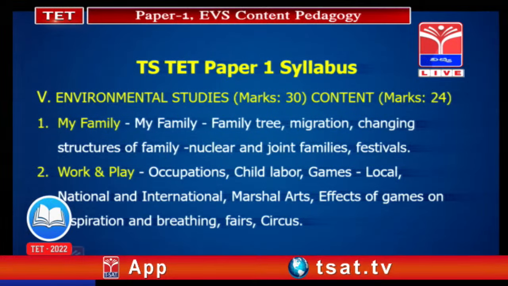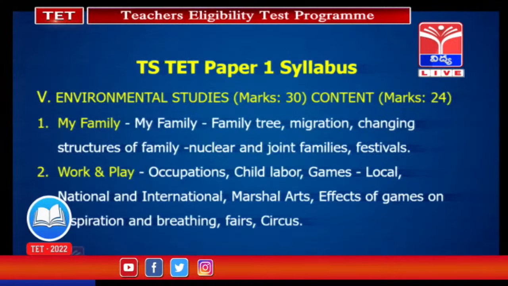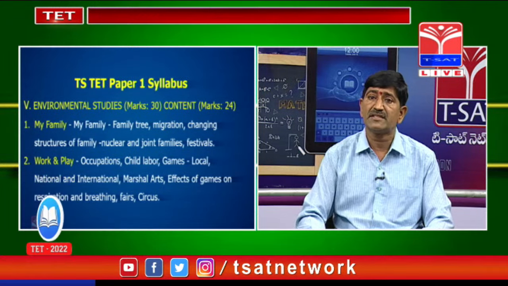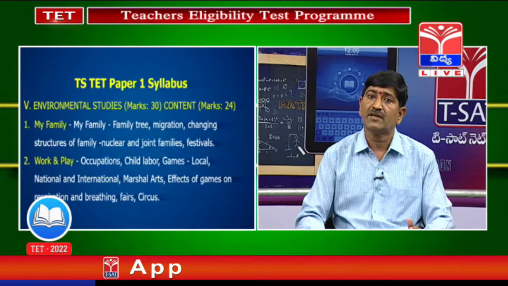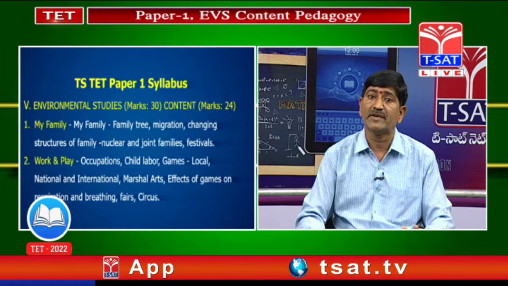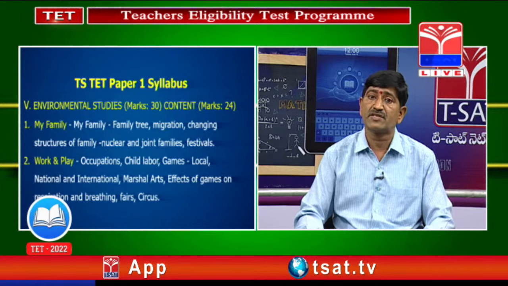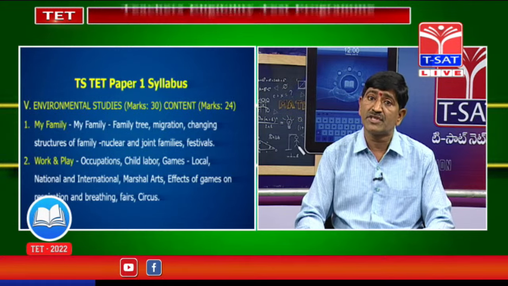This chapter is introduced in fourth class, with nuclear and joint families, and festivals. These are in fifth class here. For example, nuclear family means father, mother, children; that is called a nuclear family. Joint family means grandfather, grandmother, and so on. Next, festivals. Very important questions are there.